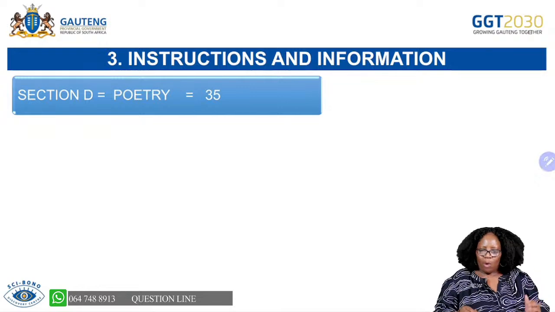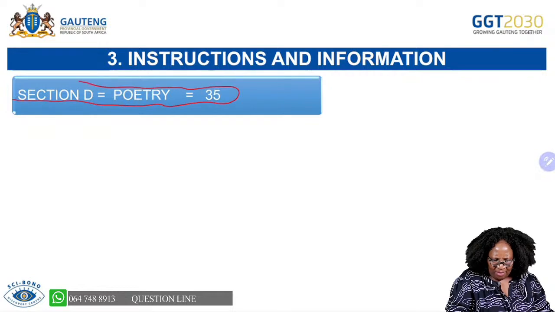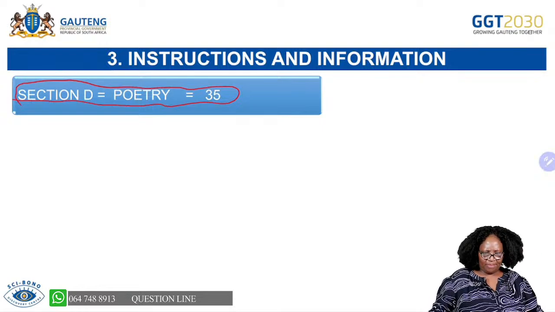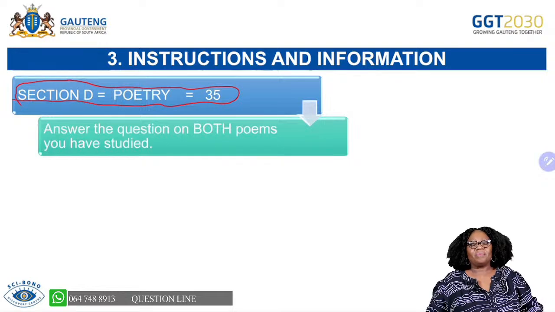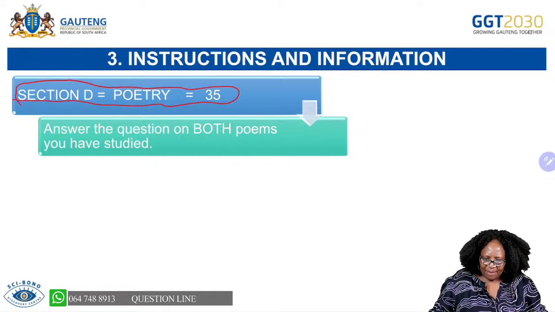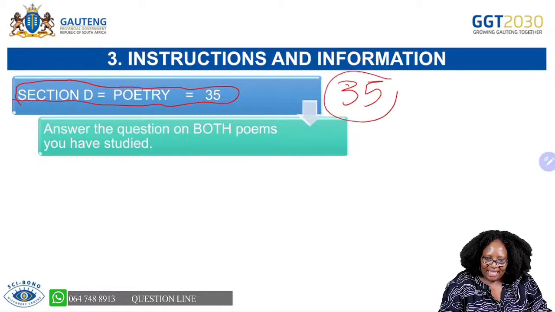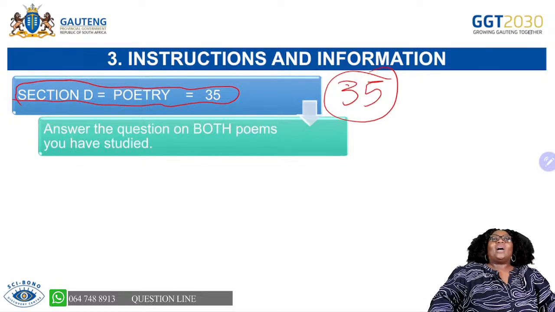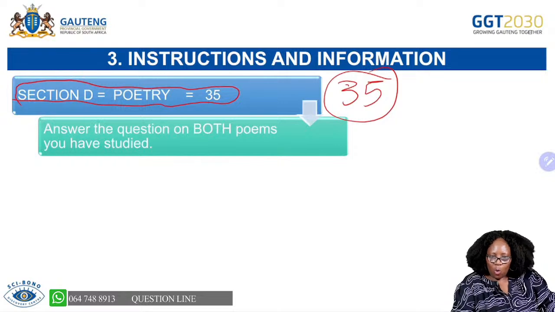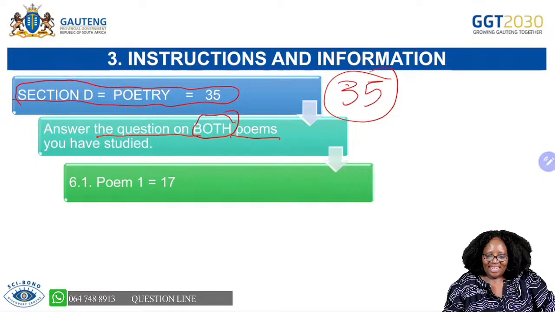The focus of our lesson today is section D. This comes at the end or the back of the question paper, and we call it question 6. How many marks do you need here? You are answering for 35 marks, and you are dealing with section D, poetry. What you are required to do is answer the question on both poems. You cannot select.